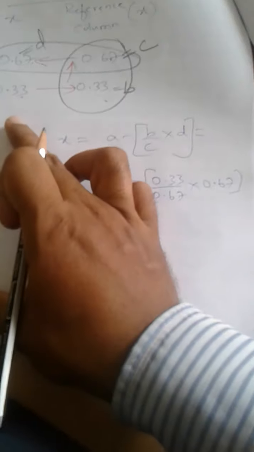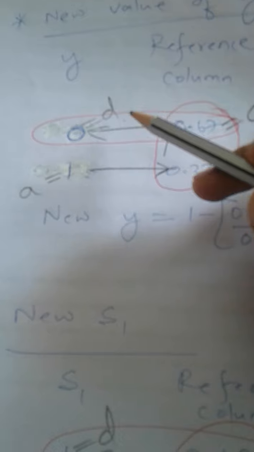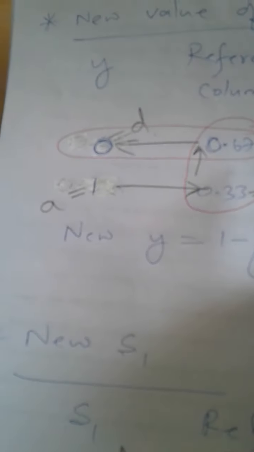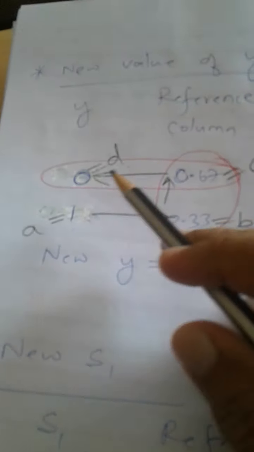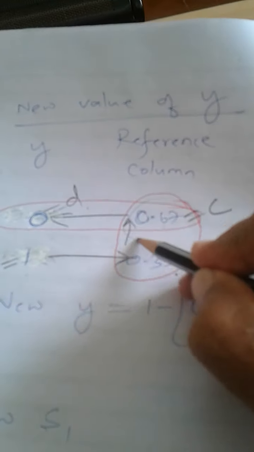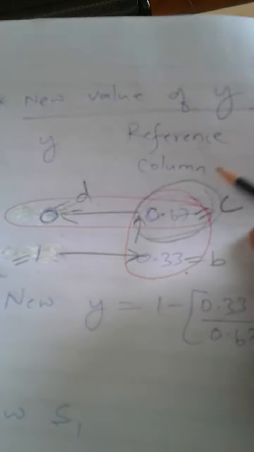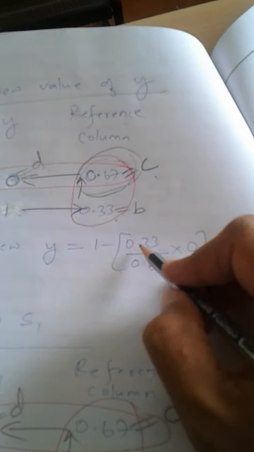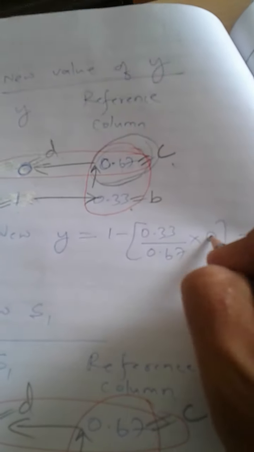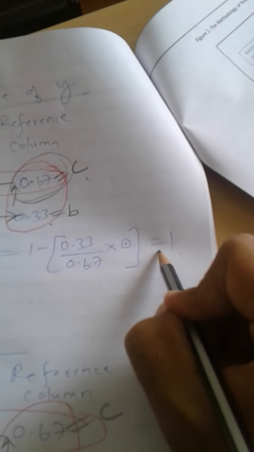Let's see how we have written it. Alright, so the Y column is 0 and 1, and we are going to consider the reference column as 0.67 and 0.33. So A, B, C and D. Just remember one thing: the value which is being overlapped twice will be considered as C. So again the equation is A minus B divided by C into D, which is equal to 1.